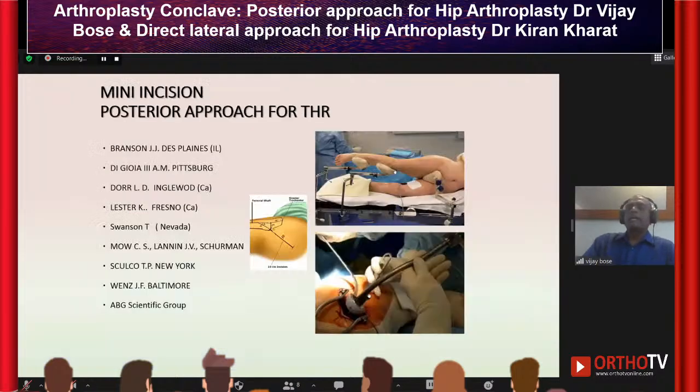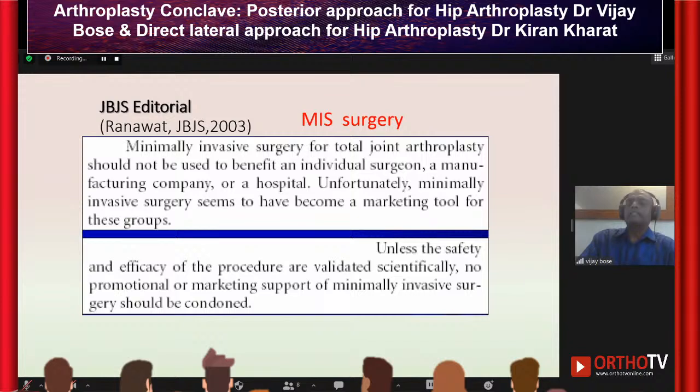Now, many people have modified the posterior approach. These are some of the names: Dorr, Swanson, Skulko, etc. Each one has its slight variation of the approach, and many of them went down the mini incision route. We also went briefly for that for a year and a half. Then we found it has more problems. And I must say that by 2020, all mini incisions have faded away. We now realize that it's not very important to limit the size of the incision; it doesn't give any advantage. And this was the JBJS editorial by Chit Ranawat, who said that minimally invasive surgery seems to be a marketing tool for a lot of surgeons, and this must be avoided, and he condemned that.